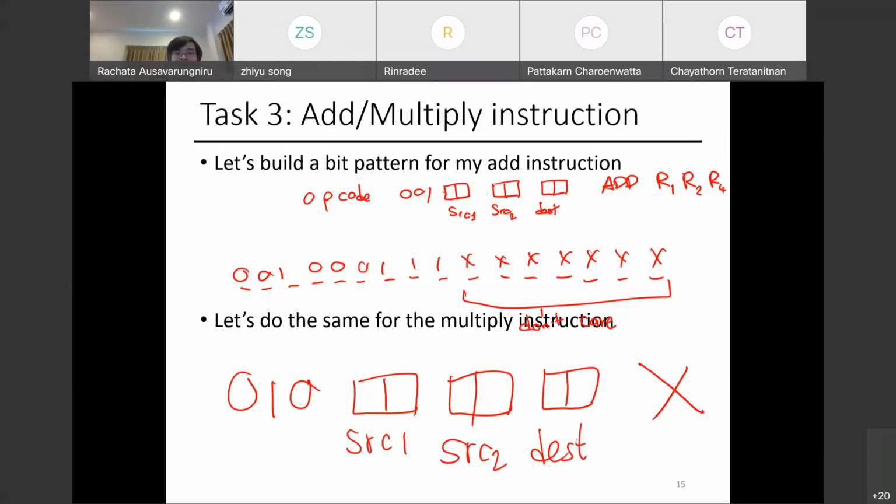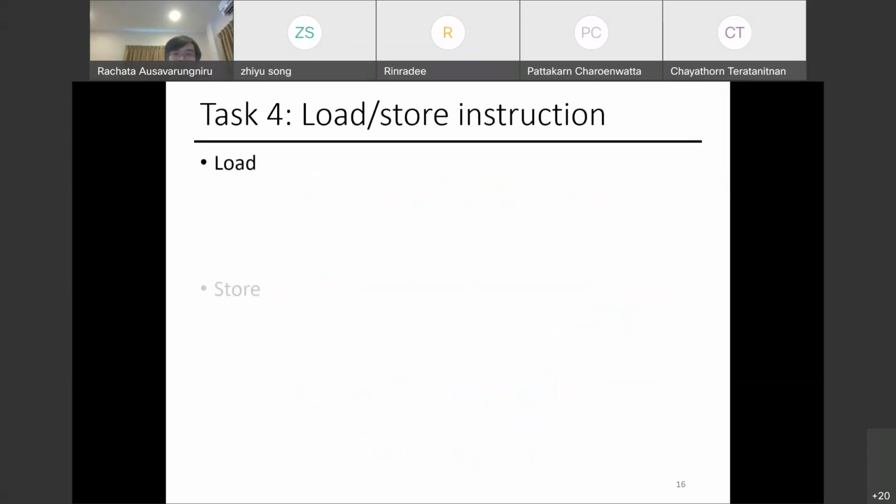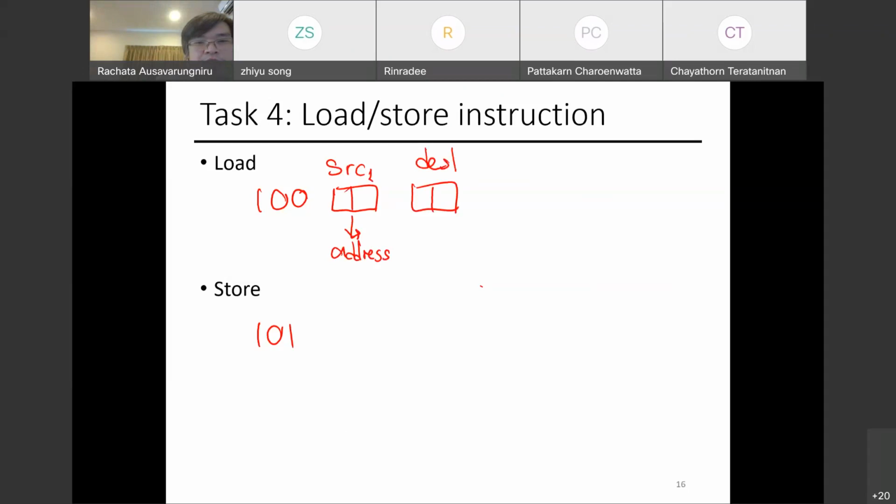All right, now we are done with this dummy add and multiply instruction. We now have a semi-functional CPU. The next thing is, let's do a load and store, right? Load and store, if I remember correctly, the opcode is 100 and 101. We want two things. The register, source 1, that tells me the address. And then the destination, which tells me this is where you want to store your data.